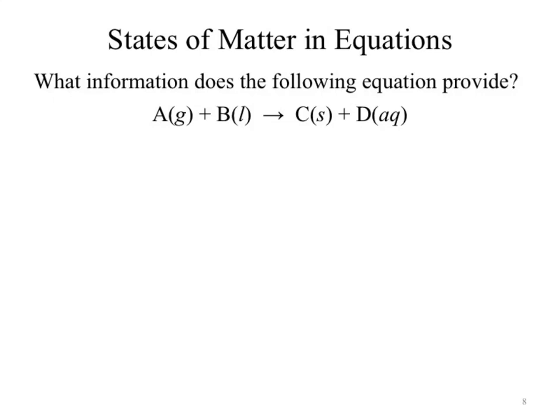We're specifying the phase on molecule D. That molecule is now dissolved in water. That's what that means. What was the next part? I heard Molecule C is a solid. Molecule C is a solid. Molecule B? Molecule A? Gas. So what information is provided within this?